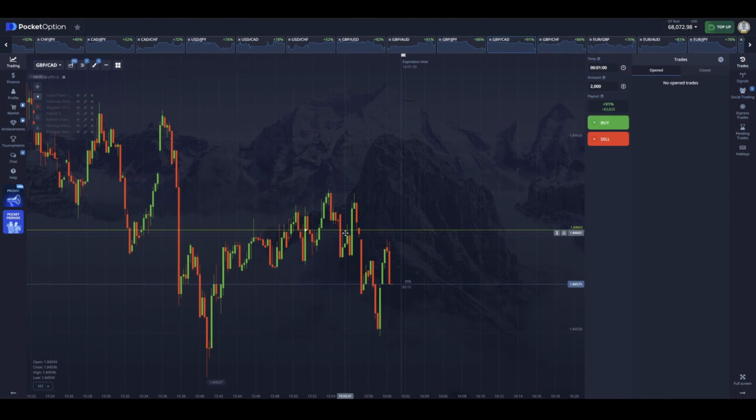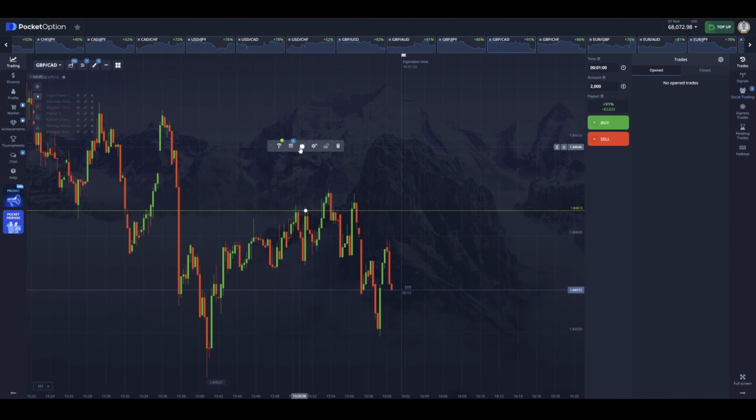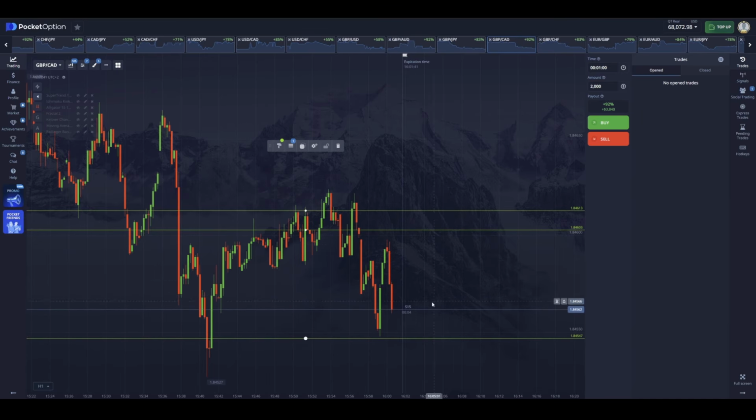Now, in practice, things are a bit different. We have external levels and we also have internal ones. And for the most part, the price will trade from the internal levels, since it only rarely reaches the external ones.